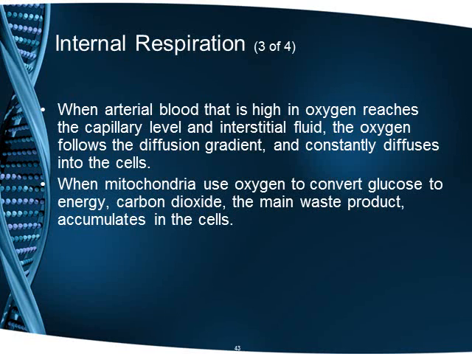When the mitochondria use oxygen to convert glucose to energy, carbon dioxide, the main waste product, accumulates in the cells, and that's what's going to, again, we get the carbon as we go through the Krebs cycle and ATP is used for energy. We have carbon as a waste product. That's what's going to be picked up and utilized and sent out. Okay.